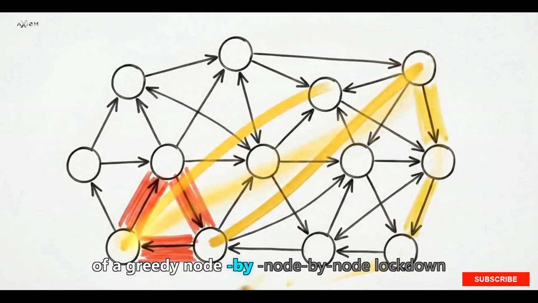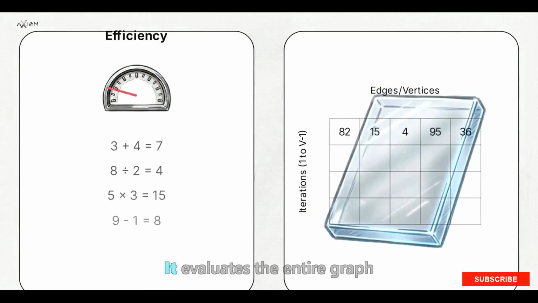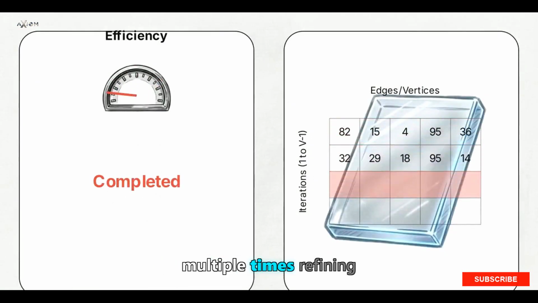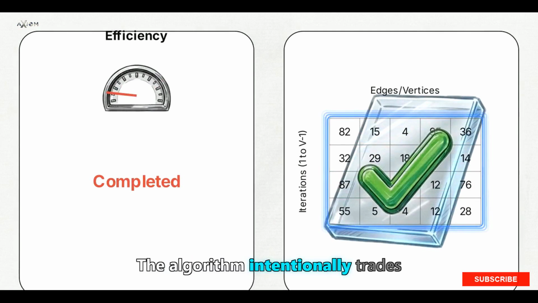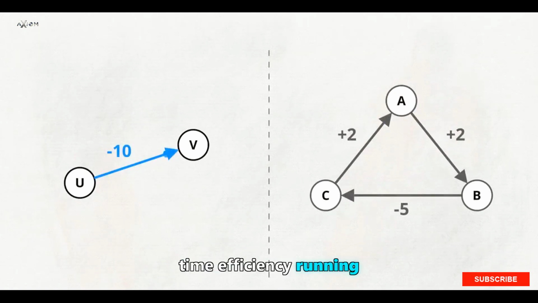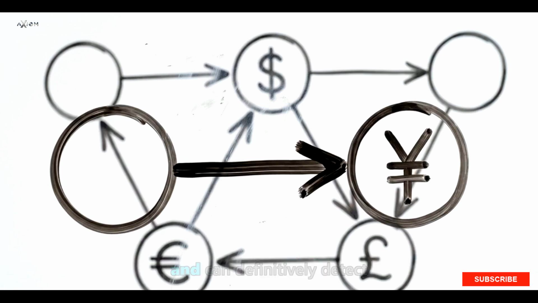Instead of a greedy node-by-node lockdown, Bellman-Ford uses a global iterative methodology. It evaluates the entire graph multiple times, refining path estimates with every pass. The algorithm intentionally trades time efficiency, running at a slower O of V times E, for mathematical accuracy. It processes negative edges seamlessly and can definitively detect system breaking cycles that greedy algorithms miss.